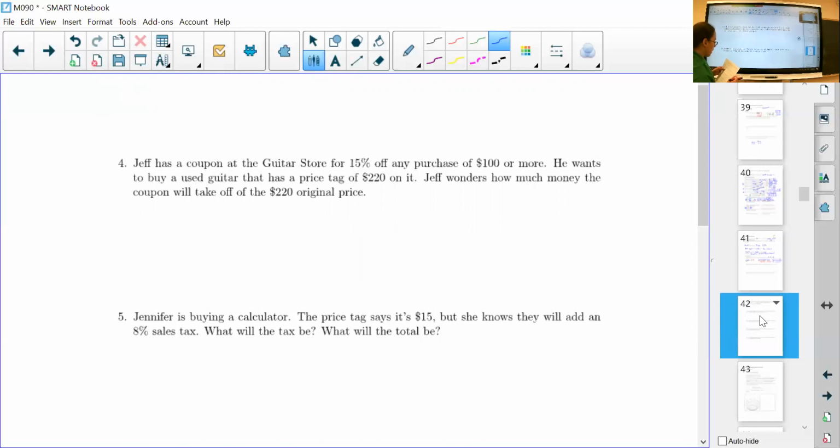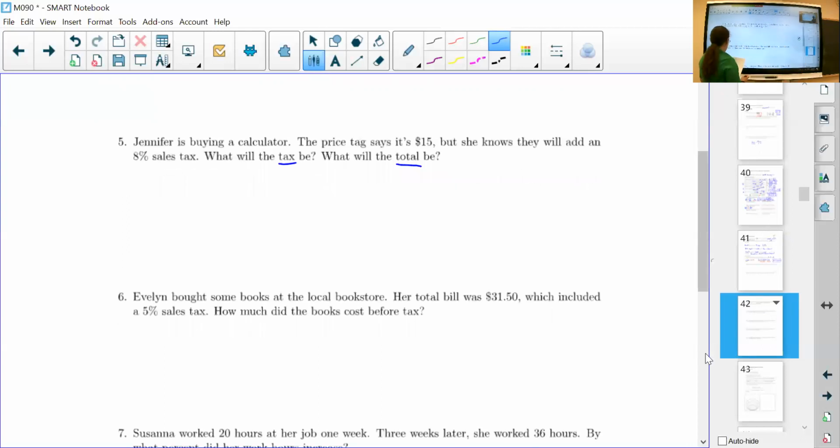Number 5, we're buying a calculator, and we're asking two questions. What will the tax be, and what will the total be? You can solve these two problems independently, or you can solve this problem and use that to solve the total problem. Number 6, we're buying some books at a bookstore, and this bill includes 5% sales tax. So how much were they originally? When you're done with your answer, make sure that it's less than $31.50, right? Because if $31.50 includes the tax, the books should cost a little less than $31.50.